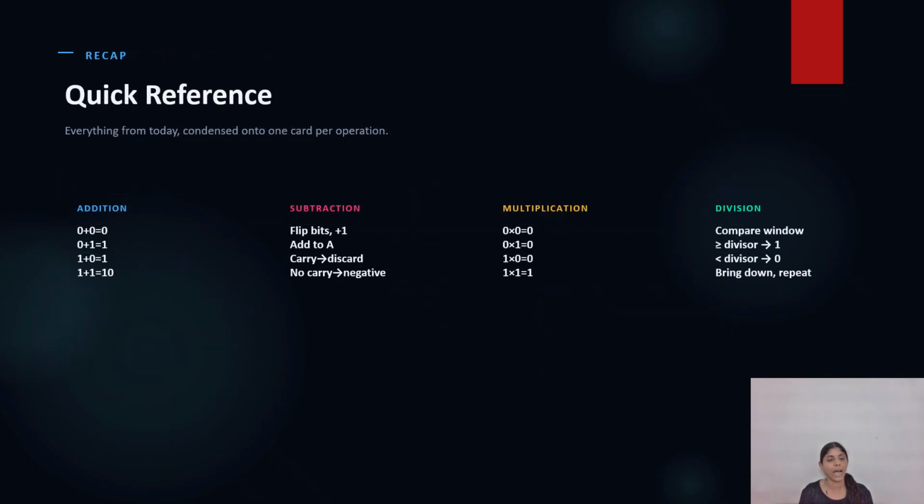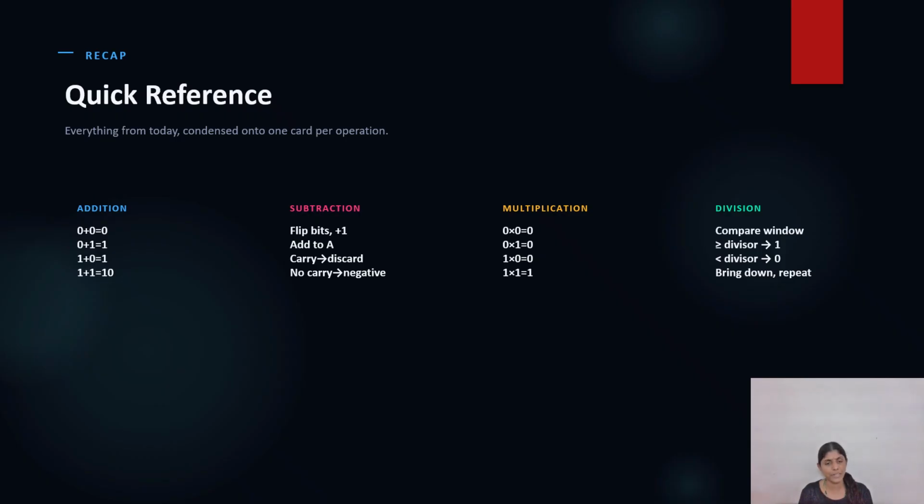So this is the way how you have to do the multiplication, division, subtraction as well as addition. This is a quick reference and a recap, right? Everything of today's part. Addition. In the addition, you have to follow the addition rules. What is the addition rules? 0 plus 0, 0, 0 plus 1, 1, 1 plus 0, 1, 1 plus 1, 1, 0.